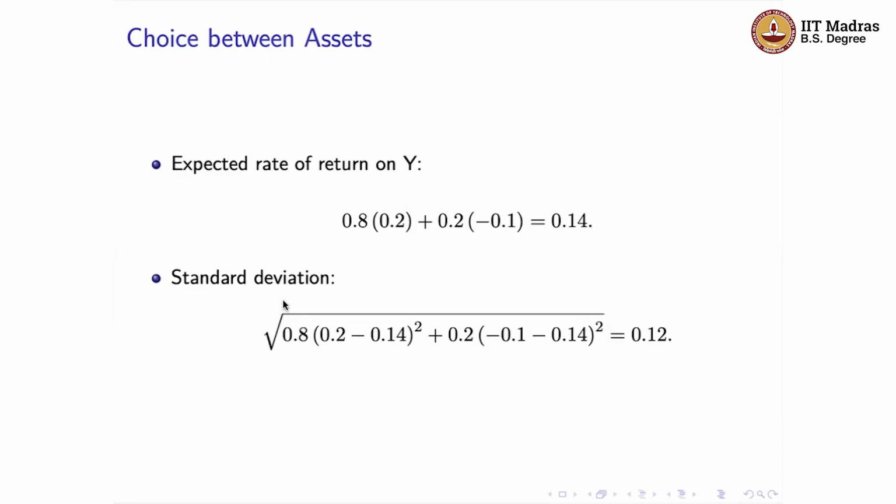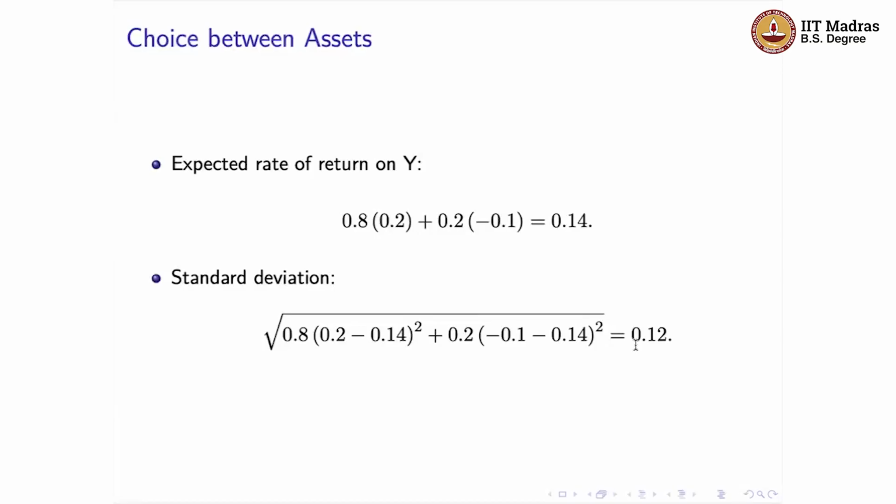We can also similarly calculate the standard deviation of the rate of return. Again, this is the square root of the weighted average of the squared deviation from the mean. So 0.8 is the probability of this 0.2 rate of return happening, and the mean we calculated is 0.14. So 0.8 times (0.2 minus 0.14) squared plus 0.2 times (minus 0.1 minus 0.14) squared. And we have to take the square root in order to get the standard deviation. We end up getting that this is equal to 0.12. So these are the characteristics of the two different assets.